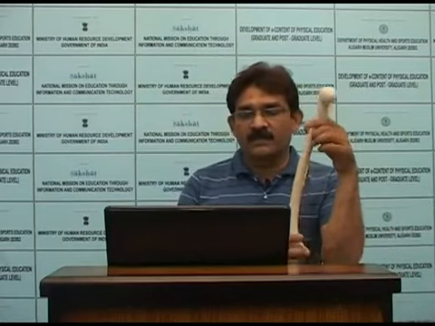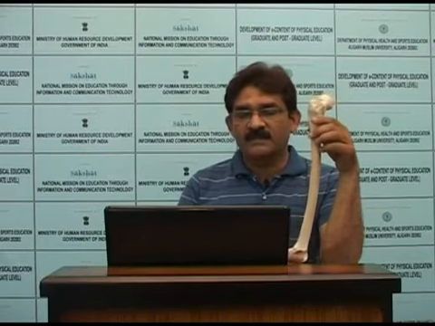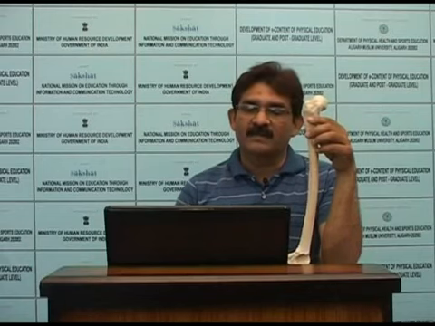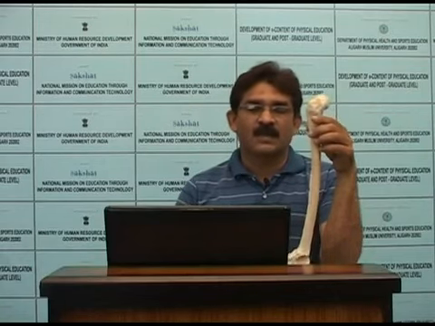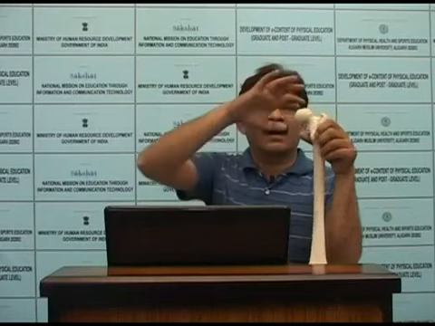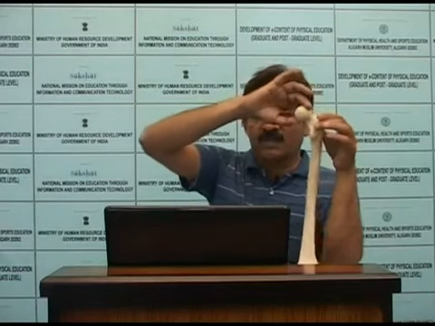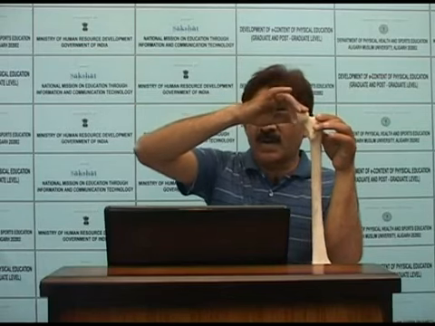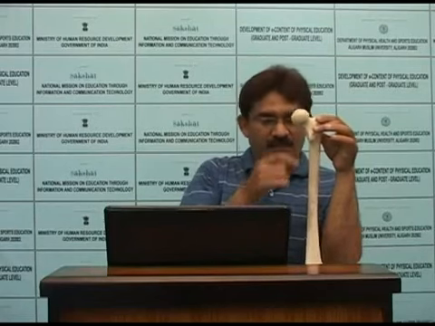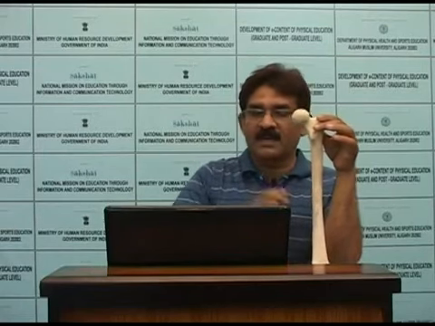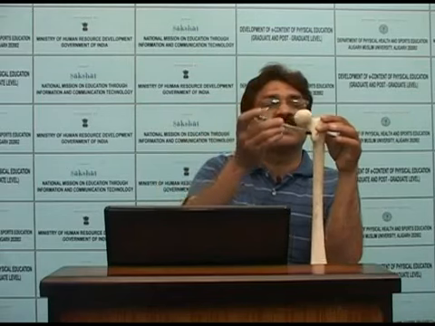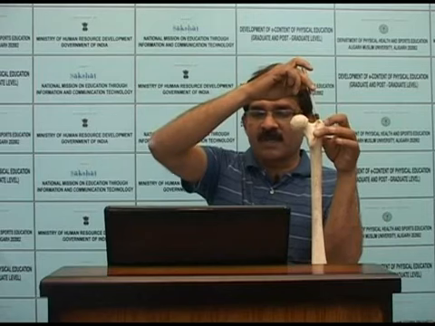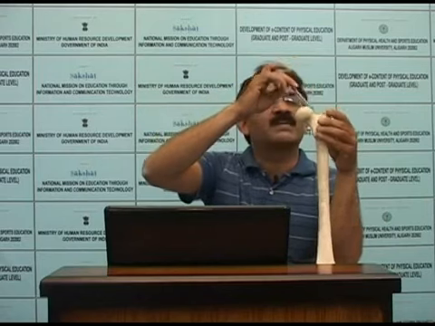This is the bone of the leg. This is the major bone in the lower limb, known as the femur. This is the upper end of this bone. This is the head of the femur, with the fovea, or femoral head. This is the neck of the femur, and this is the greater trochanter and lesser trochanter.